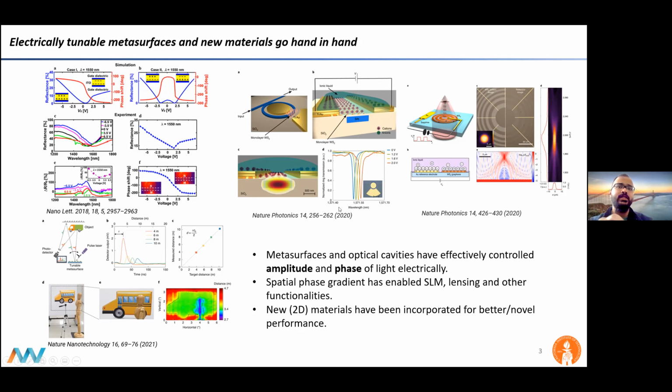And so in all of these examples that I showed, you can see that there's been a lot of emphasis on amplitude and phase of light electrically, and not so much about polarization. So a natural question arises: can we think about polarization control of light, and what are the key factors that we need to address?